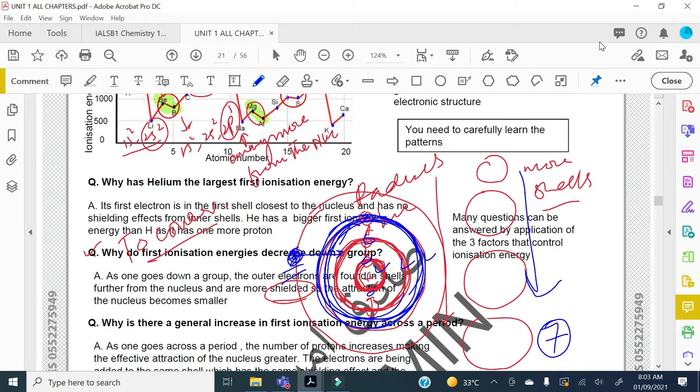So the outer electron, the one living on the 7th shell, has a repulsive force from the electrons of 6 shells. They don't want it to be closer to the nucleus. Are you getting the point? Yes, sir. This is shielding effect. I'll provide you these notes also, on which I'm writing right now. So this is shielding effect.